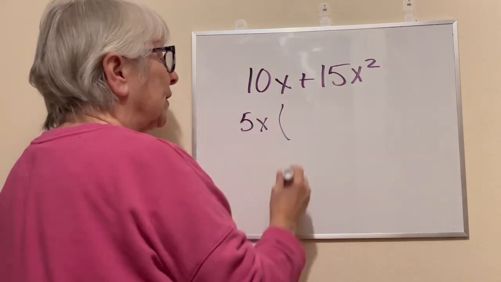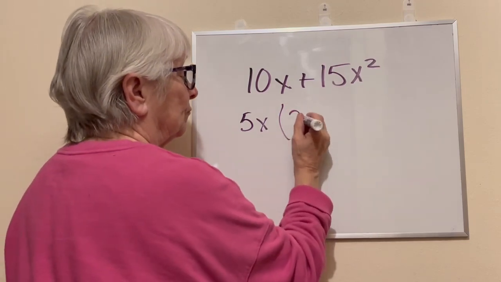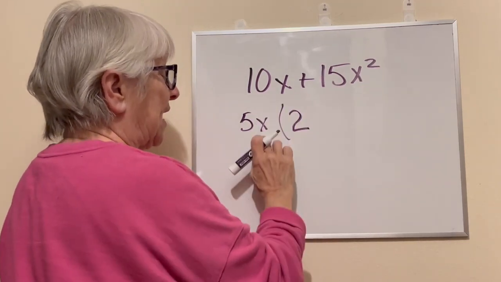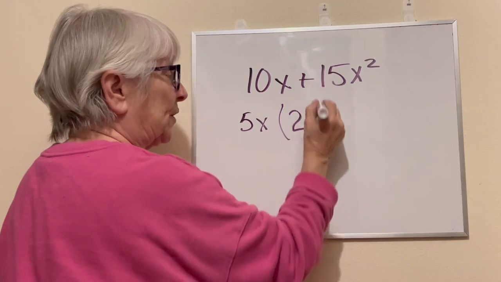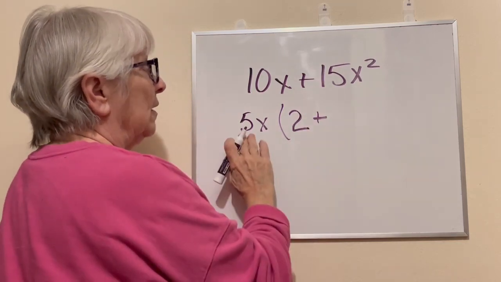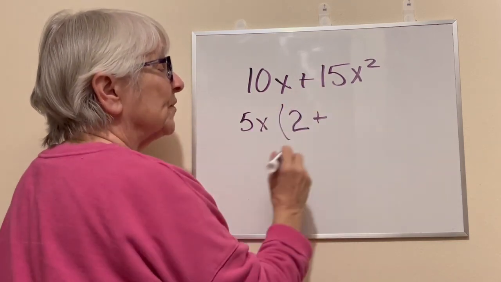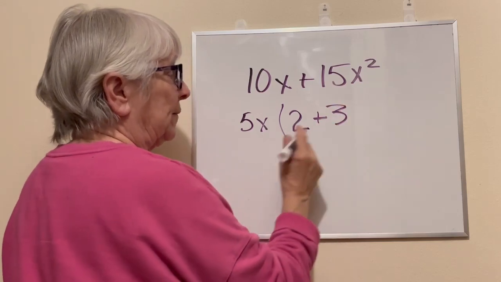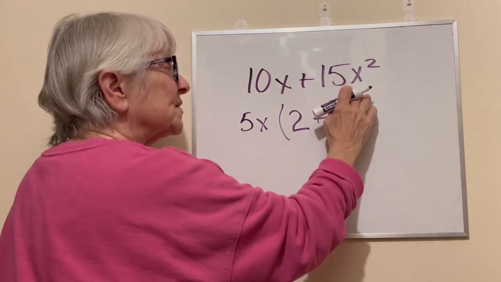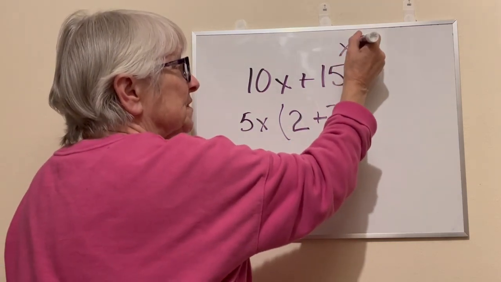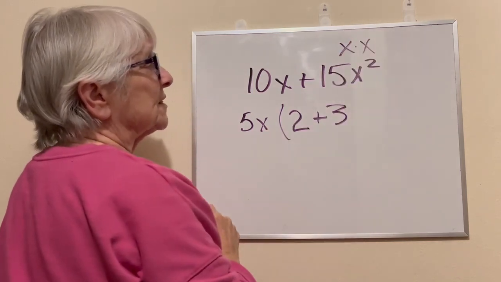Now 5 times what is 10? 2. But there's the x. I've already got the x, so I just bring down the plus sign. 5 times what is 15? Well, that's 3. But x times what is x squared? Well, this is x times x. X squared is x times x.